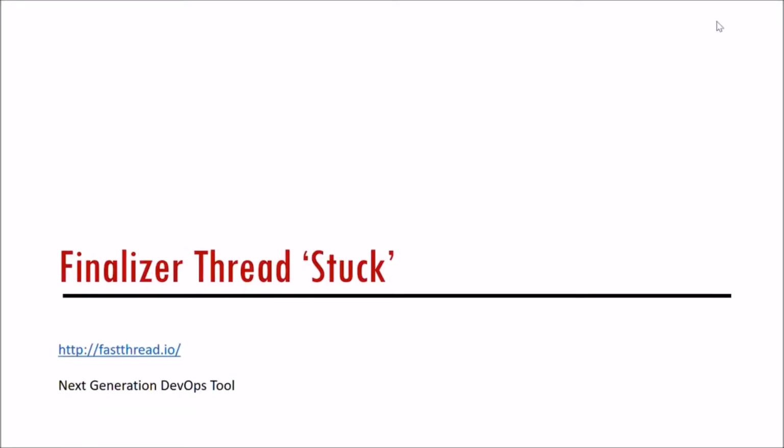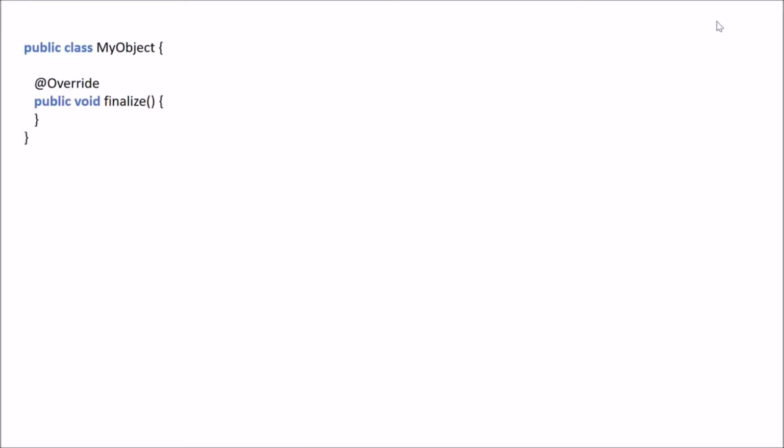Hello friends, today let's discuss what will happen behind the scenes when you write a finalize method. Let's say you're writing an object called myObject, and in this myObject you write a finalize method. The moment you write a finalize method, how this object behaves during garbage collection will be totally different from an object which does not have a finalize method. When an object does not have a finalize method, during the garbage collection phase, it is immediately removed from the memory.